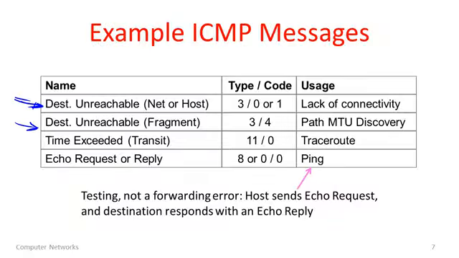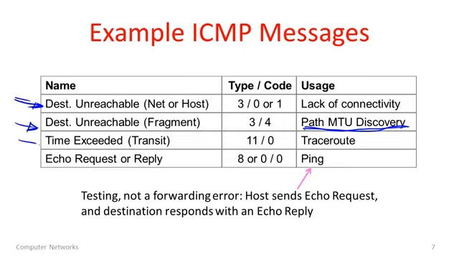Another kind of unreachable message is destination unreachable because of fragmentation. The network needed to fragment the packet, but the don't fragment bit was set, so it couldn't. It returns this error message. That's actually what's used to provide for path MTU discovery, the mechanism we looked at in a previous segment.